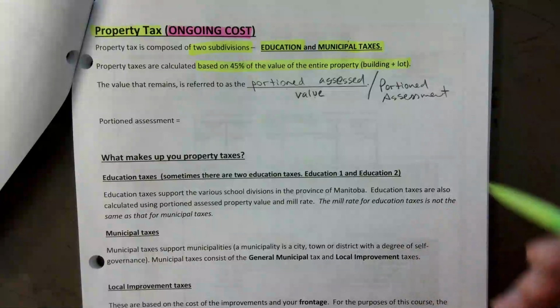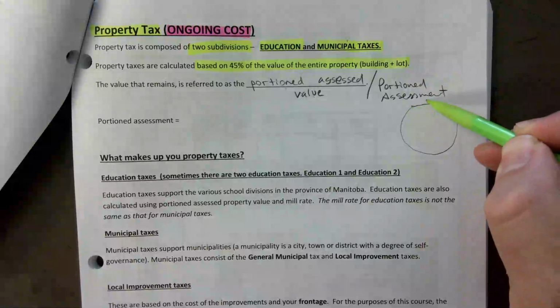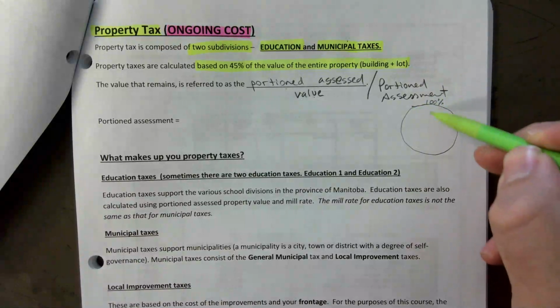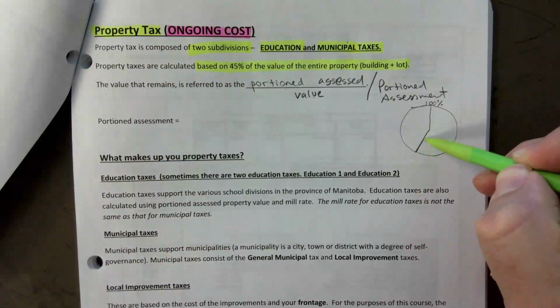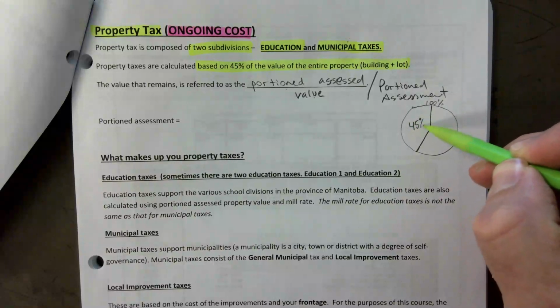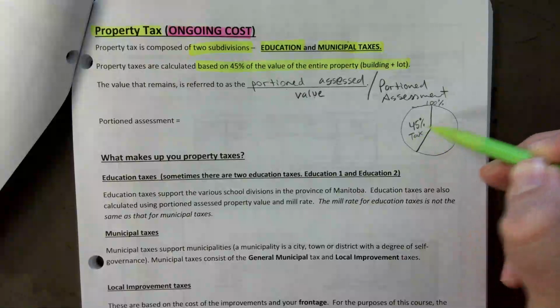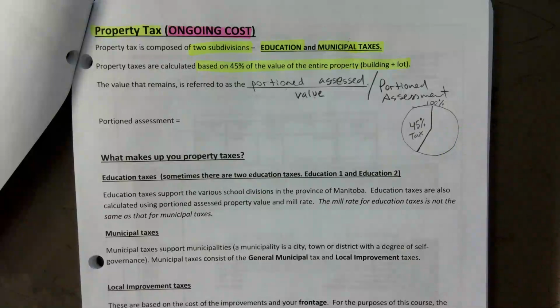So you have to think of it this way. If this is the entire value of your property, which is 100%, the government takes less than half of it, right? It only taxes you on 45% of the entire value of your home. Okay, so it's not on 100%, it's only on 45% of the value.